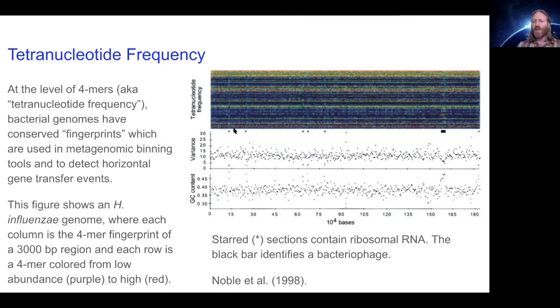You'll notice a couple of them in the stars underneath the top panel of the figure here, where those indicate ribosomal RNA. And ribosomal RNA is so highly conserved over evolutionary time that the pattern of the rest of the genome doesn't imprint itself as much on the ribosomal RNA as it does on other genes. Another divergence from the pattern you can see is on the far right, where the black bar indicates where a bacteriophage has integrated into this host genome. And it also has a very different tetranucleotide frequency.